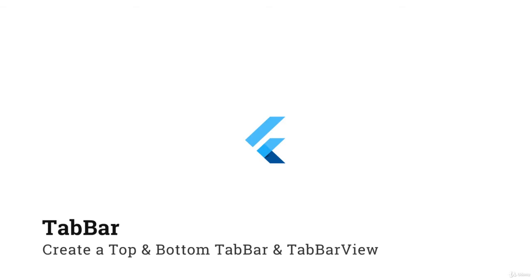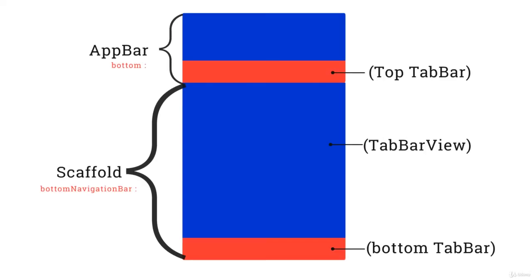In this video, we are going to create a top and bottom tab bar. To create a top tab bar, we need to use the bottom property of an app bar, and to create a bottom tab bar, we need to use the bottom navigation bar property of a scaffold. And in the middle, we are going to provide a body that will be a tab bar view.